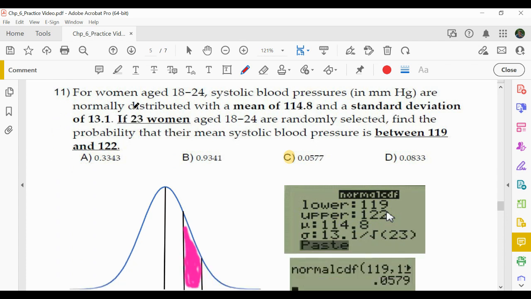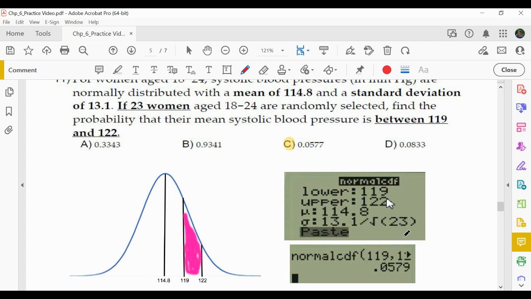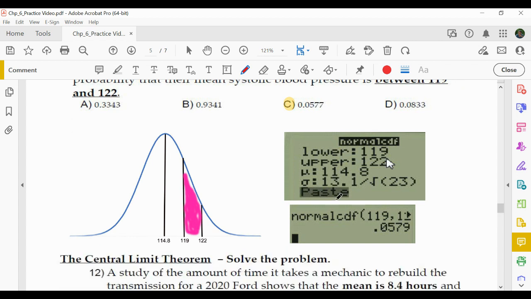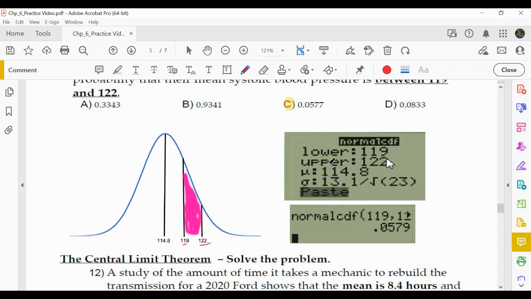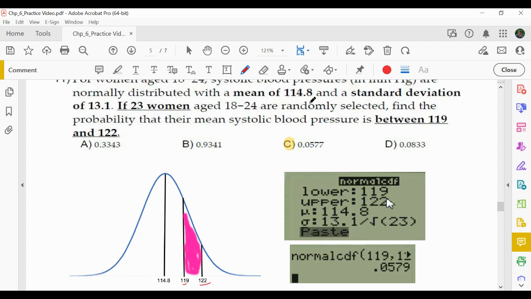We're working with 23 women. That's my n value. My standard deviation is going to decrease. It's going to be the original standard deviation of 13.1 divided by the square root of how many women, in this case 23. But everything else stays the same. We're looking for the probability the blood pressure falls between 119 and 122. I've marked my mean there just to make it coincide with all the information. So between is my low, 119. There's my upper, 119 is my low, upper is 122. There's my mean, 114.8.